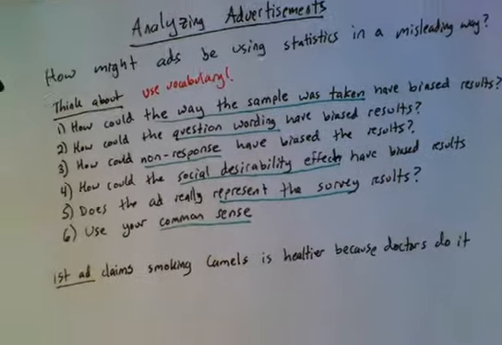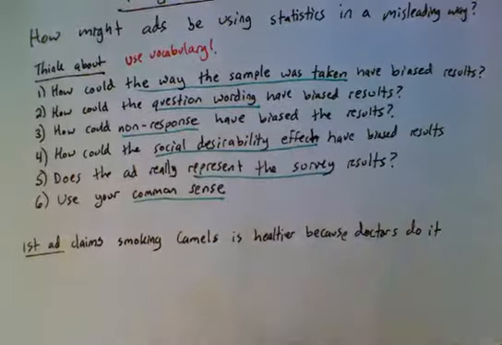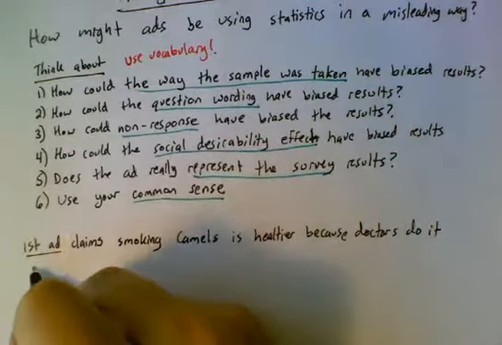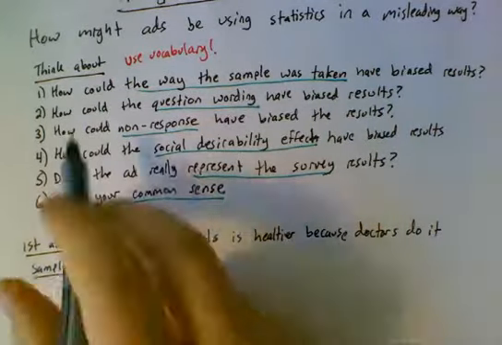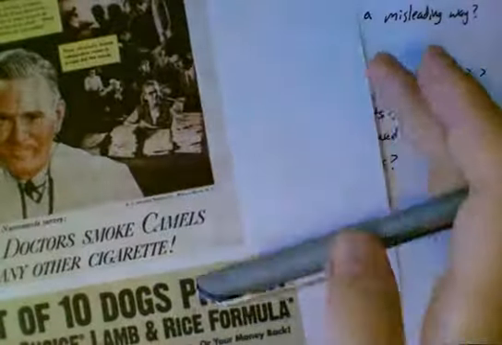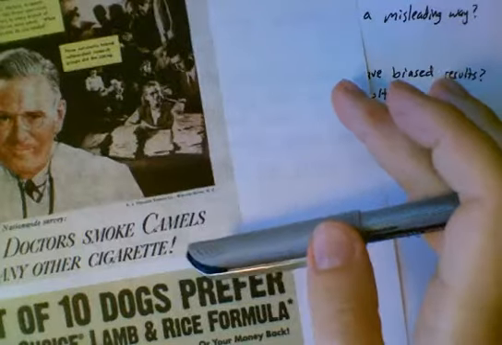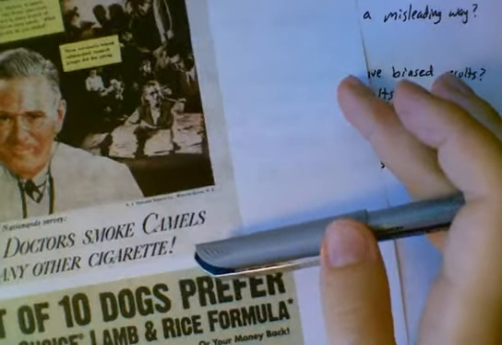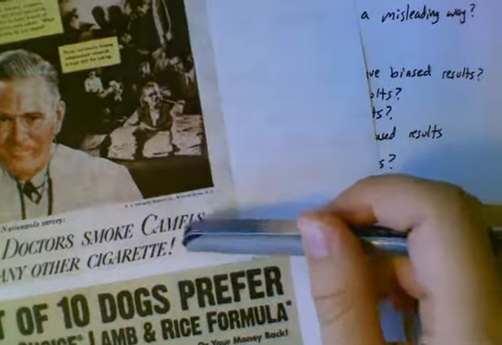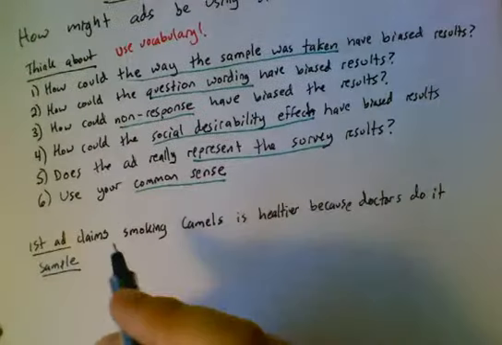So let's think about what could be wrong or misleading with this. So the first thing we're going to look at is how the sample was taken. Well, one thing, maybe this sample is biased. We're not talking about all doctors. We're not saying all doctors are smoking Camels. We're not even getting the responses from all doctors about whether or not they think Camels are healthy. We're saying of the doctors who smoke Camels, more of them are smoking Camels. So maybe this is a biased sample.